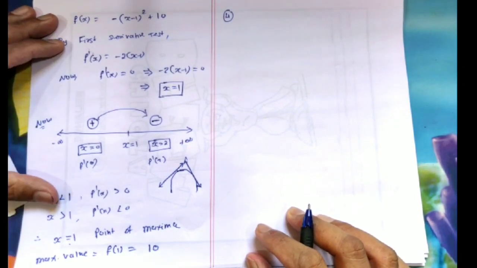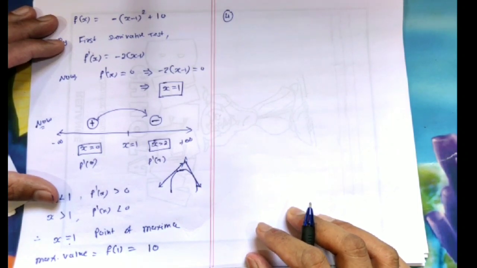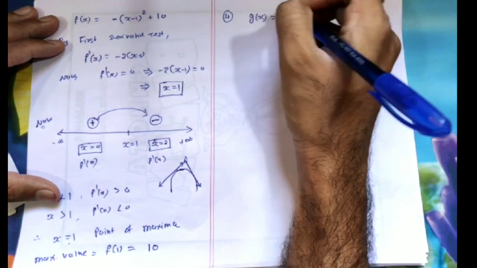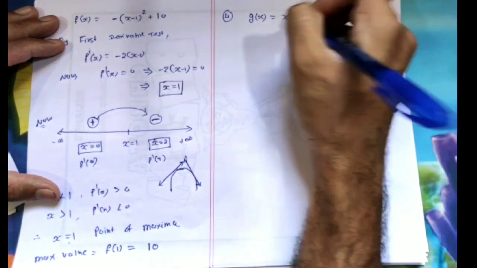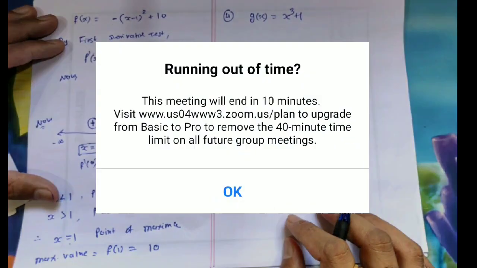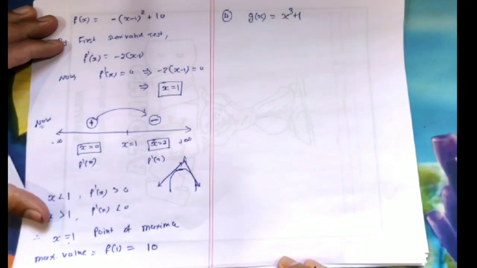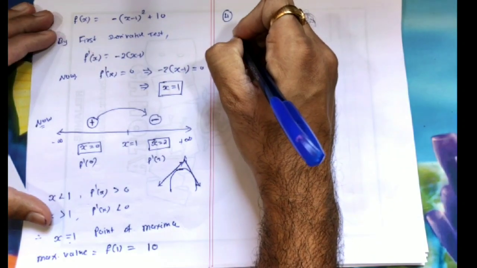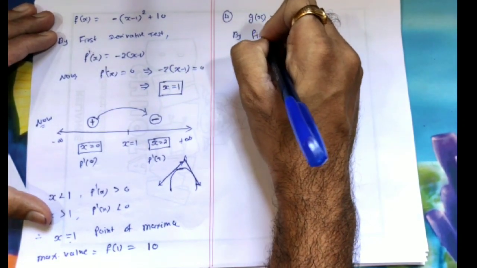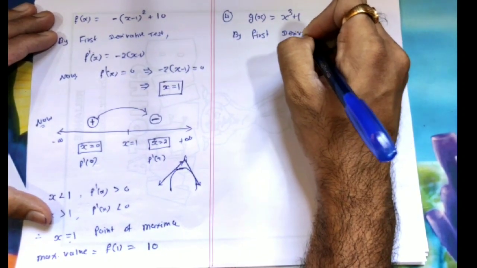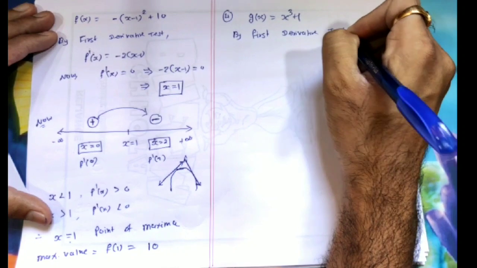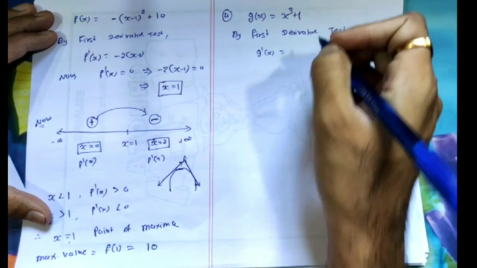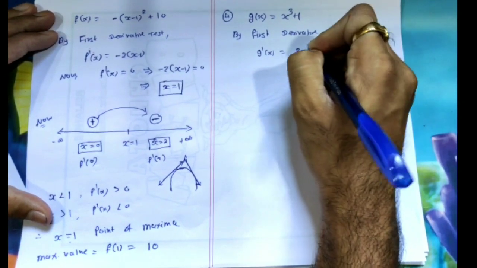So here we are given one function g of x. g of x equal to x cube plus 1. Find the maximum and minimum value. Maximum or minimum value. So again by using first derivative test, we want to apply first derivative test, and for that first order derivative of function g of x is g dash x, which is equal to 3x square.